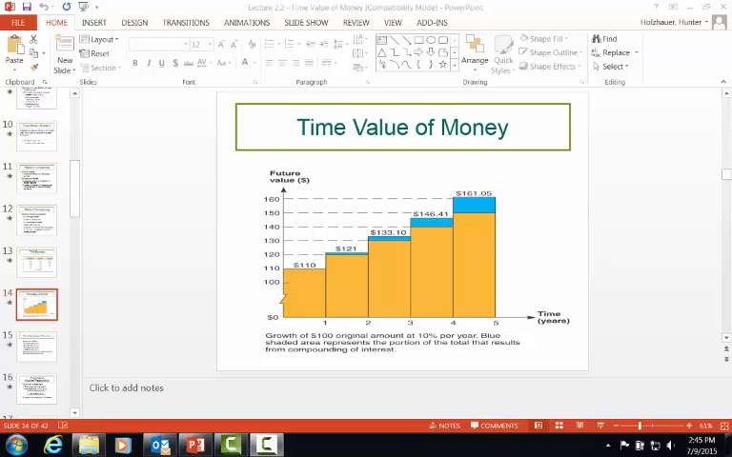Now, most of us aren't going to live hundreds and hundreds of years unless medicine gets better, but we do have a long enough period in our life to really take advantage of the time value of money, especially if you start to save when you're young. And that's one of the reasons why I like to preach this so much to my class. If you take advantage of this now, this can really have a dramatic impact on your life down the road.